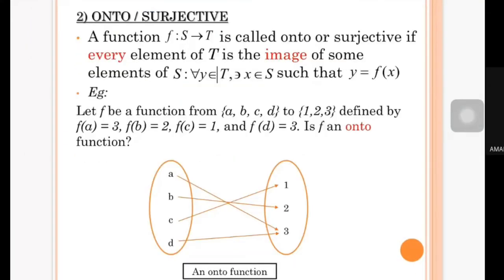And an onto function: each element of the codomain is mapped to by at least one element of the domain. So each of these is being mapped from the domain at least one time. You can see that every element of the range is the endpoint of some arrow.